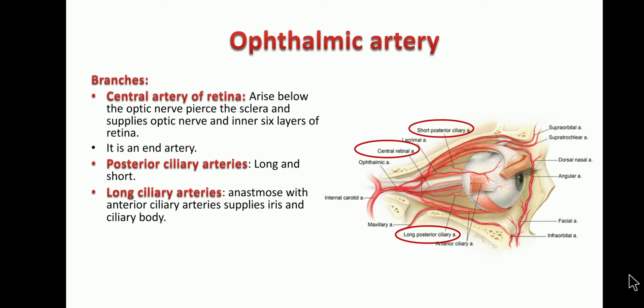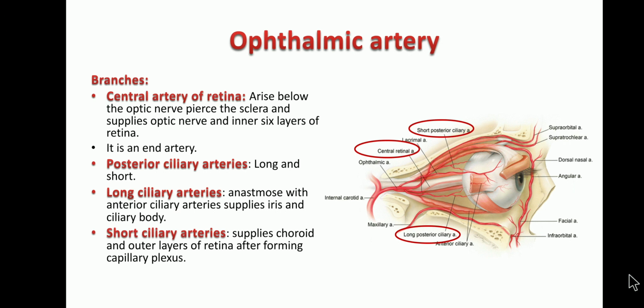Short posterior ciliary arteries will supply the choroid and the outer layers of the retina, outer 3 to 4 layers. The inner 6 to 7 layers are actually supplied by the central artery of retina. The short posterior ciliary artery supplies the choroid, that is the vascular layer of the eyeball, and then the outer layers of the retina.